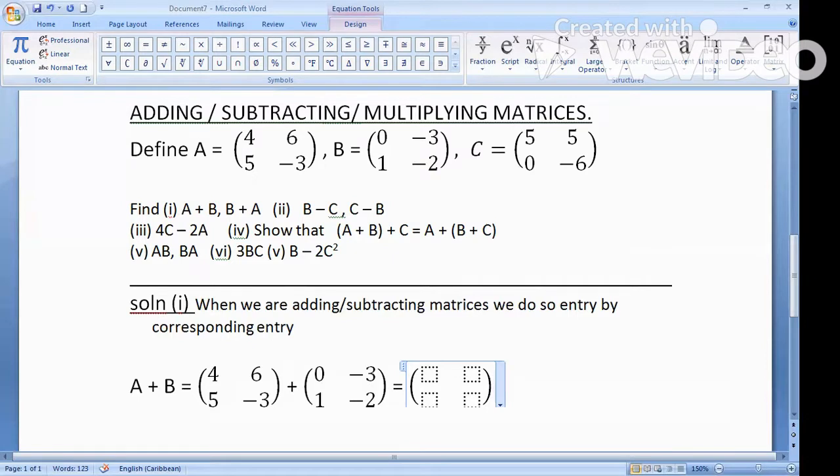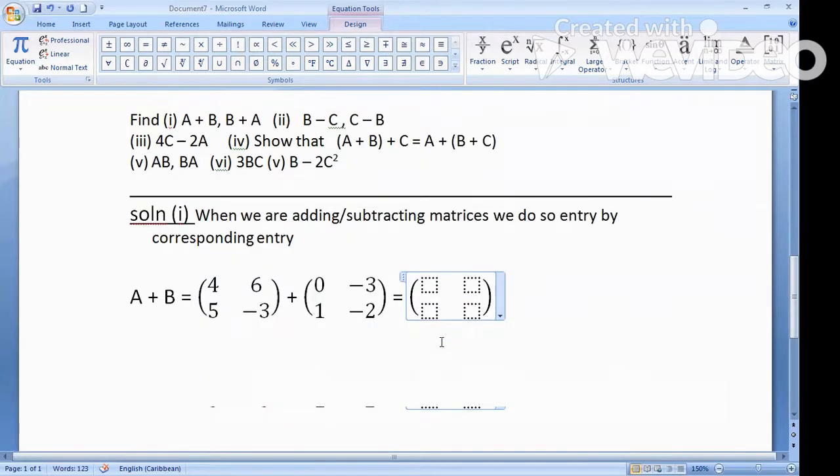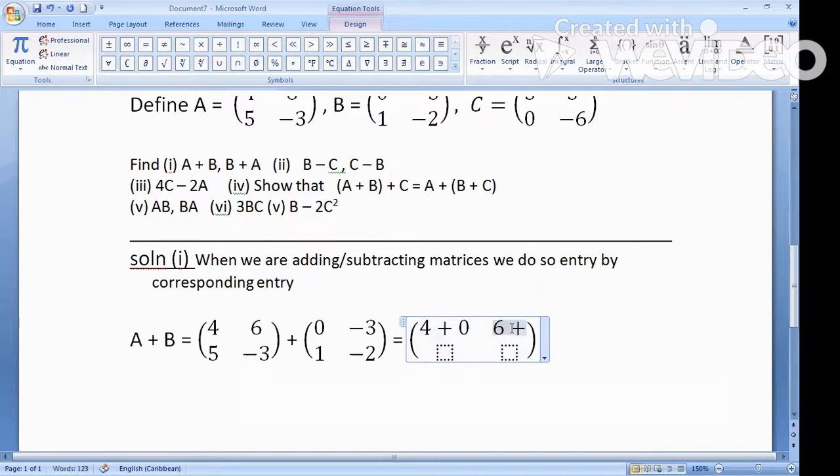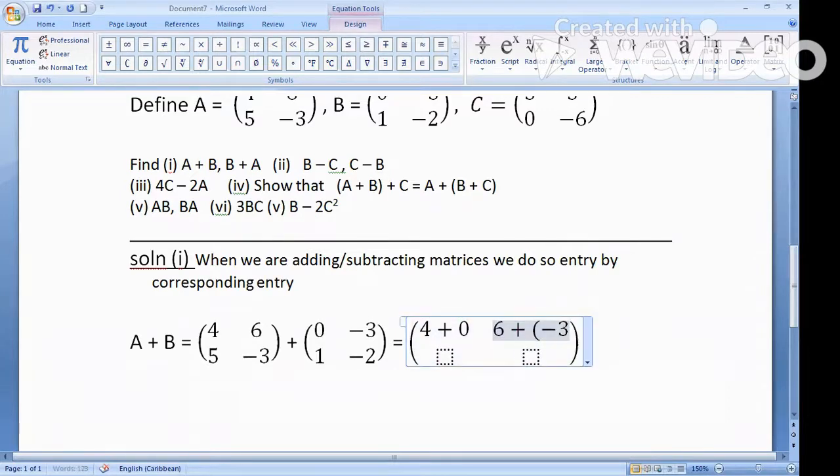All right, so when we are adding and subtracting matrices, we do so entry by corresponding entry. What does that mean? You see the 4? When I finish adding these two matrices, I'm going to end up with another 2 by 2 matrix. What we do is add this 4 with the 0, so 4 plus 0. And then 6 plus 3. No, look carefully. Yes, you have to be careful.